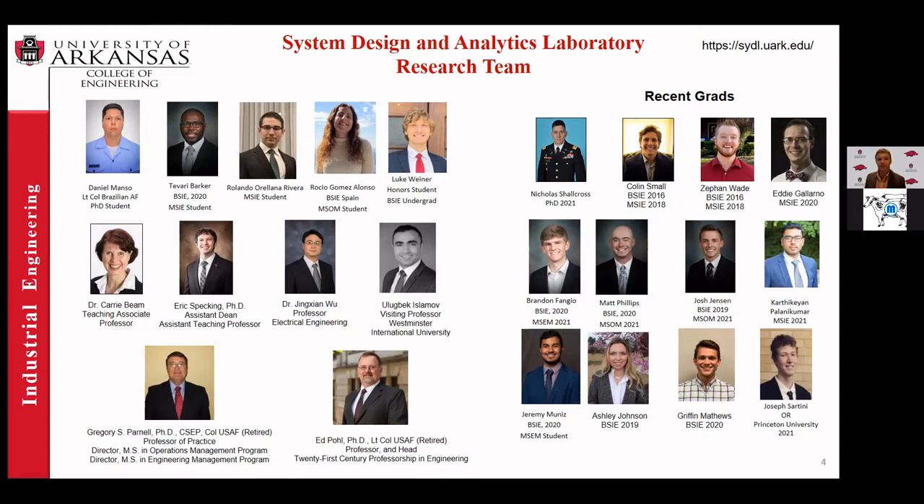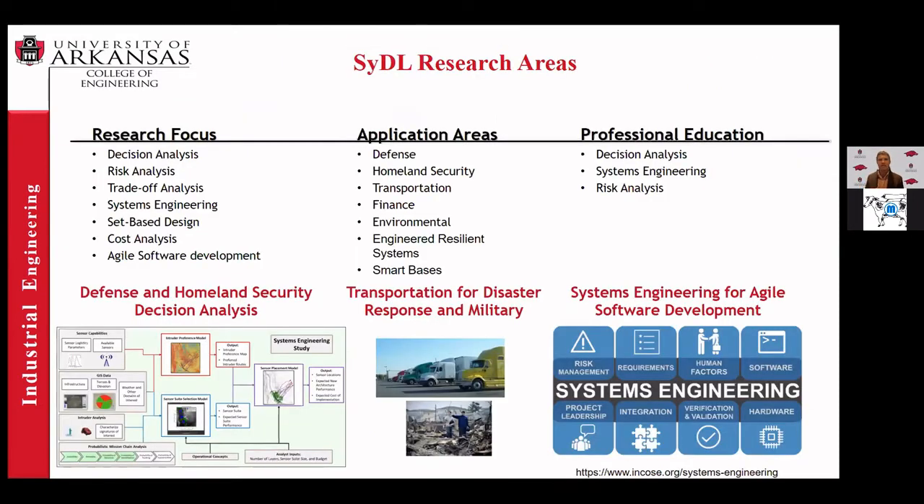So we focus really in these areas: decision analysis, risk analysis, trade-off analytics, systems engineering, set-based design, cost analysis, and using agile software development. You can look at it that these research areas are where we pull our tools and methods from. And of course, with agile software development, what we like to do for clients is try to get to a minimum viable product as soon as possible, which gets something out in front of them really quickly to help them understand the direction we're going, and then use agile development to improve and get to the finished product over the timeline of the project.